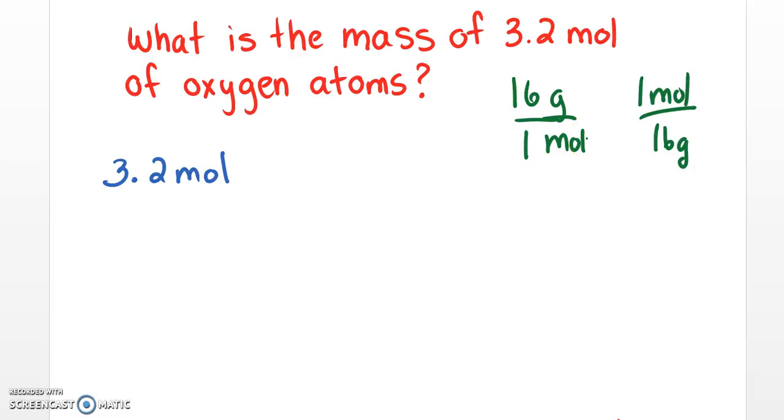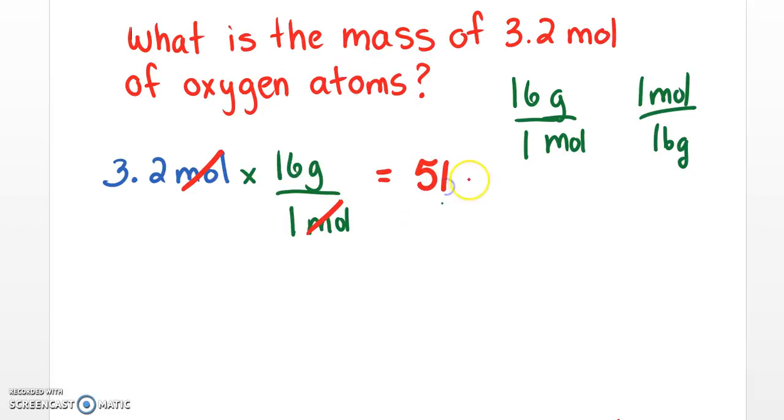Which one are you going to use to convert moles into grams? Well, if we multiplied this by 1 mole times 16 grams, that wouldn't work because our unit would be moles squared over grams, and that's not what we want. So let's take the other one and multiply it by 16 grams in 1 mole. By doing that, you can see that the moles will cancel and our answer will be in grams. So 3.2 moles times 16 is 51 grams.